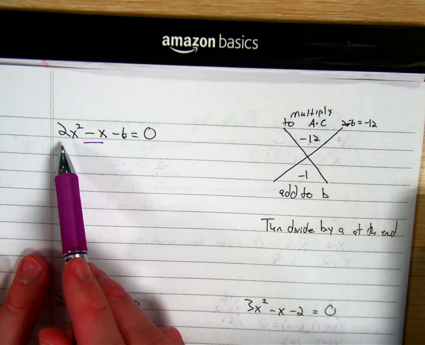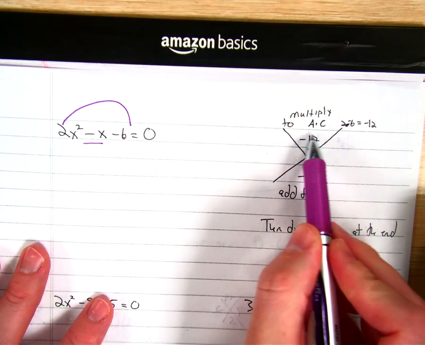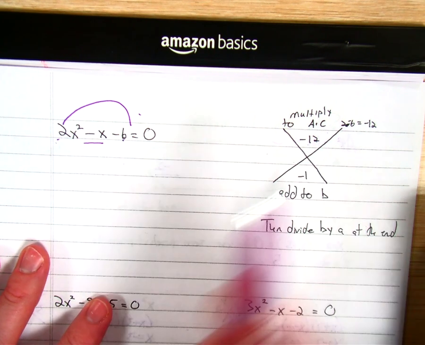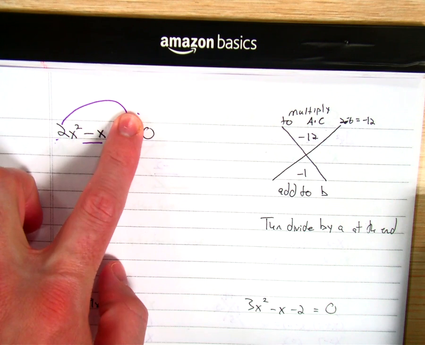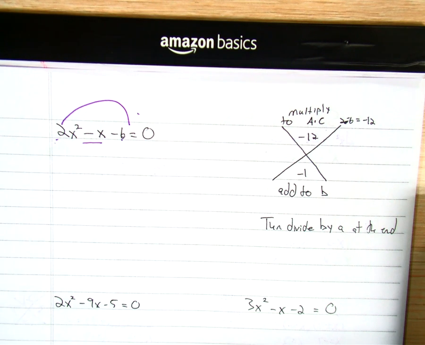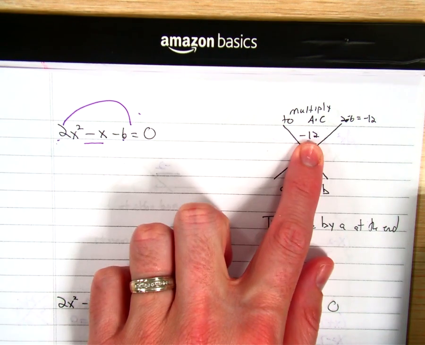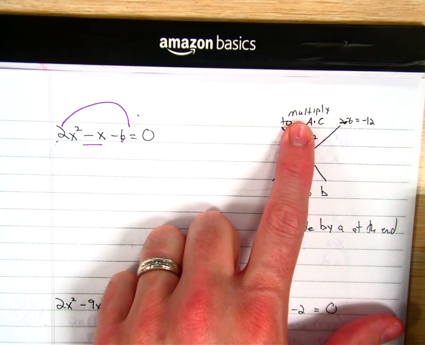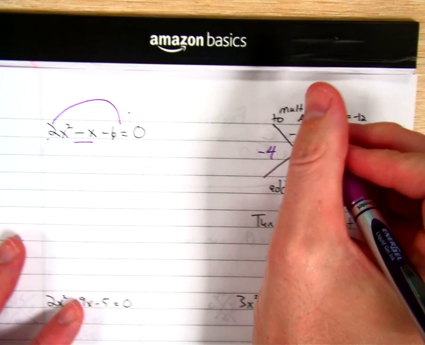But now, because there's a number in the front, our multiply to number is different. We're going to multiply a times c, 2 times negative 6, front times back, to get negative 12. Really, that's what you were doing on the front side still, just that your front number was always a 1. So 1 times the back was always the back number. So now we're thinking of 2 times negative 6, that's negative 12, negative 1x. We got to come up with 2 numbers that multiply to negative 12 and add to negative 1. We got negative 4 with a positive 3.